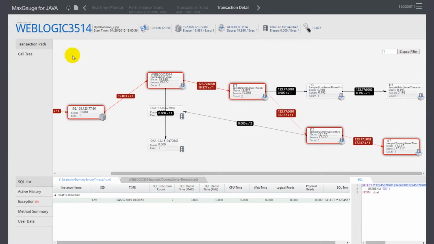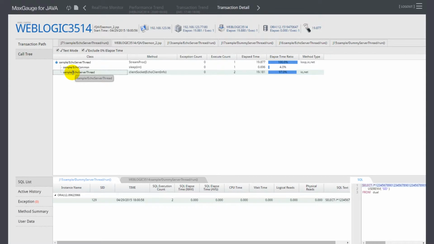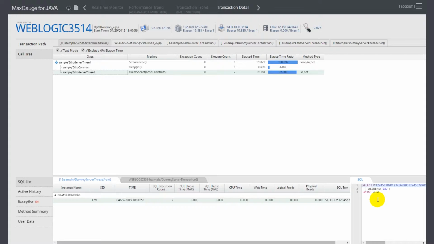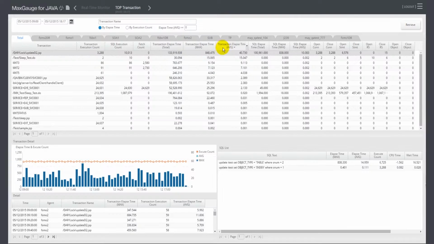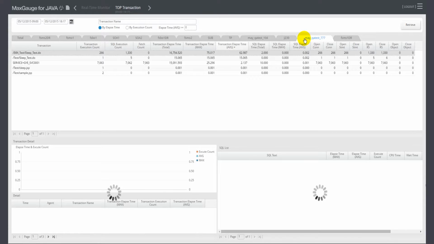You can easily identify bottlenecks at a glance through the transaction path view. And for a delaying transaction in application, you can use the call tree method analysis and check the class source. For a transaction which has been running in database for a long time, you can check the database workload information, such as physical reads and logical reads, through the corresponding SQL text, so as to quickly diagnose the cause of the problem. On the top transaction screen, you can check the statistics of most time-consuming transactions based on the average elapsed time within a specific period.